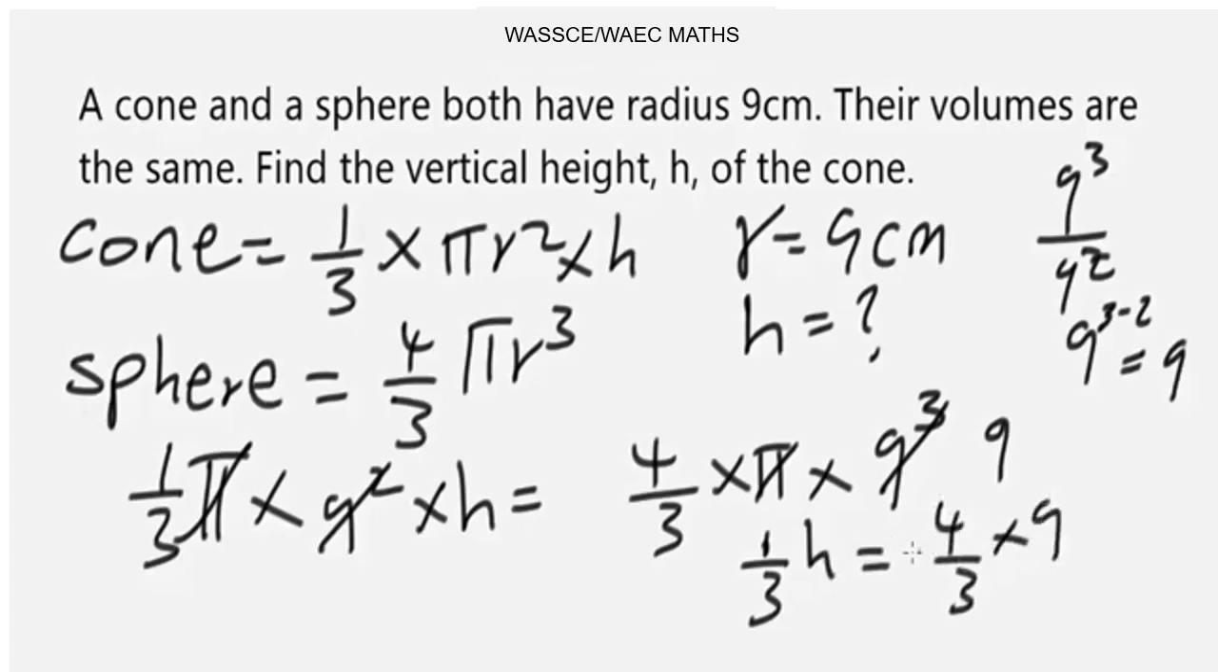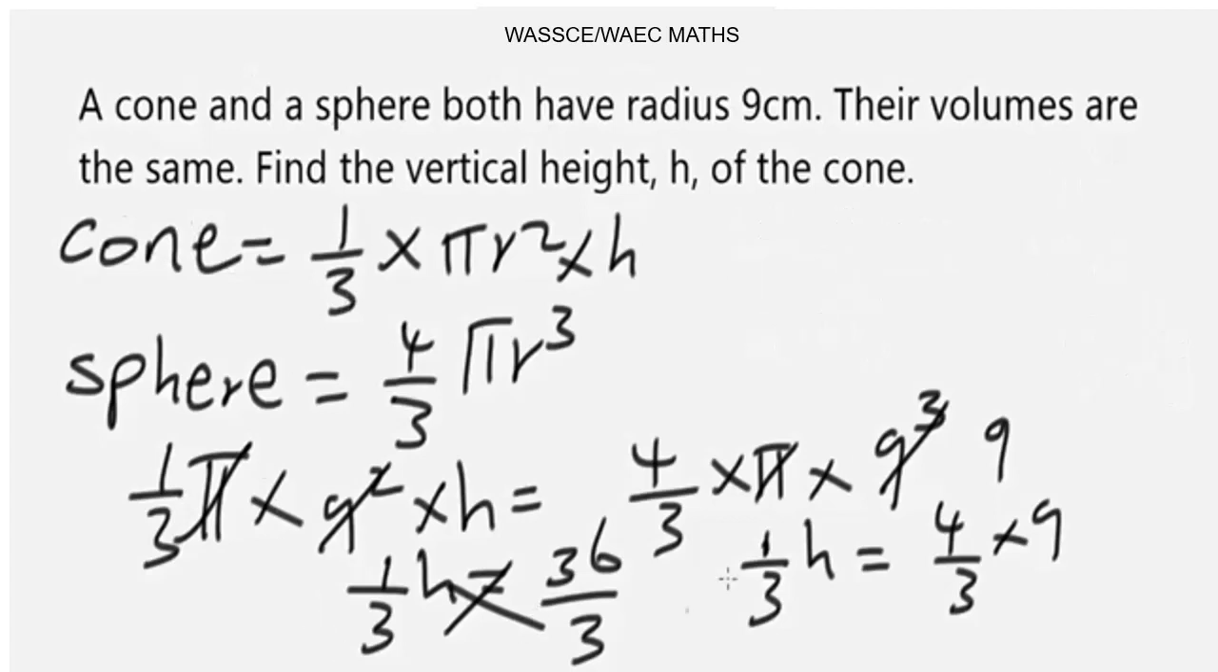So let's break this down. When you break it down, 9 times 4 will give us 36. So we have 1/3 h equals 36/3. You cross multiply, so you're going to have 3h equals 36 times 3. 36 times 3 will give us 108. Now to make h the subject of the formula, divide both sides by 3.